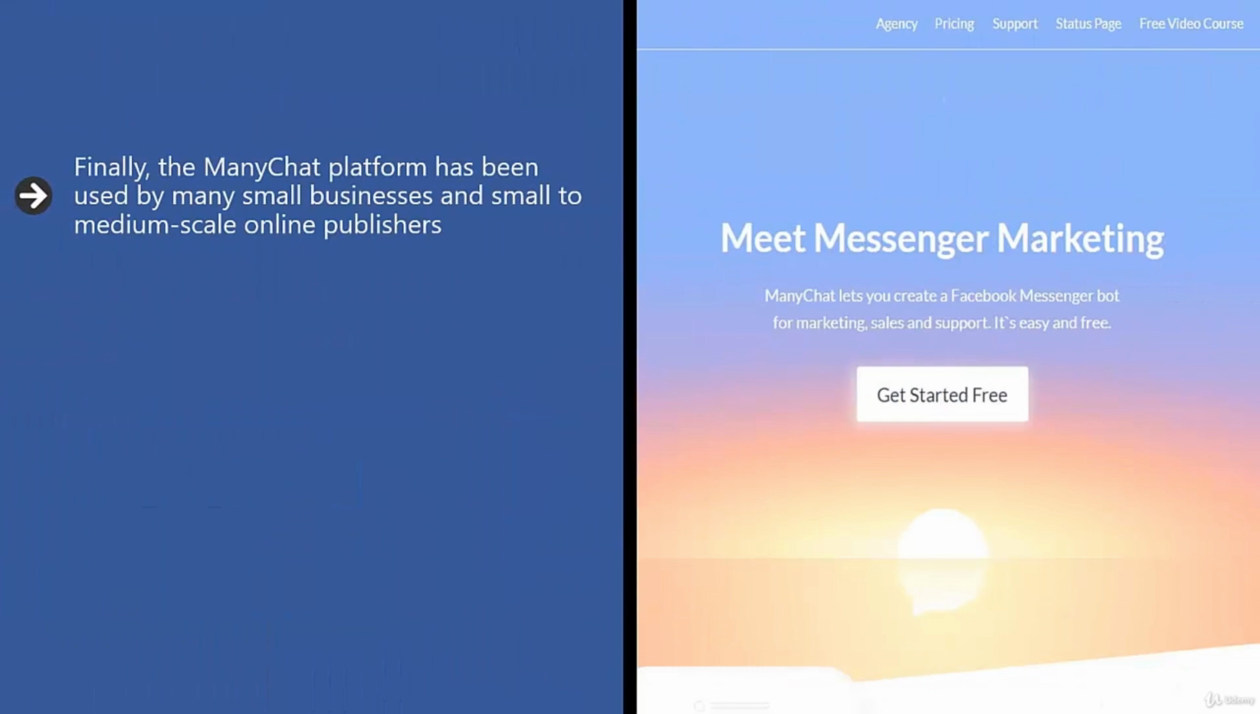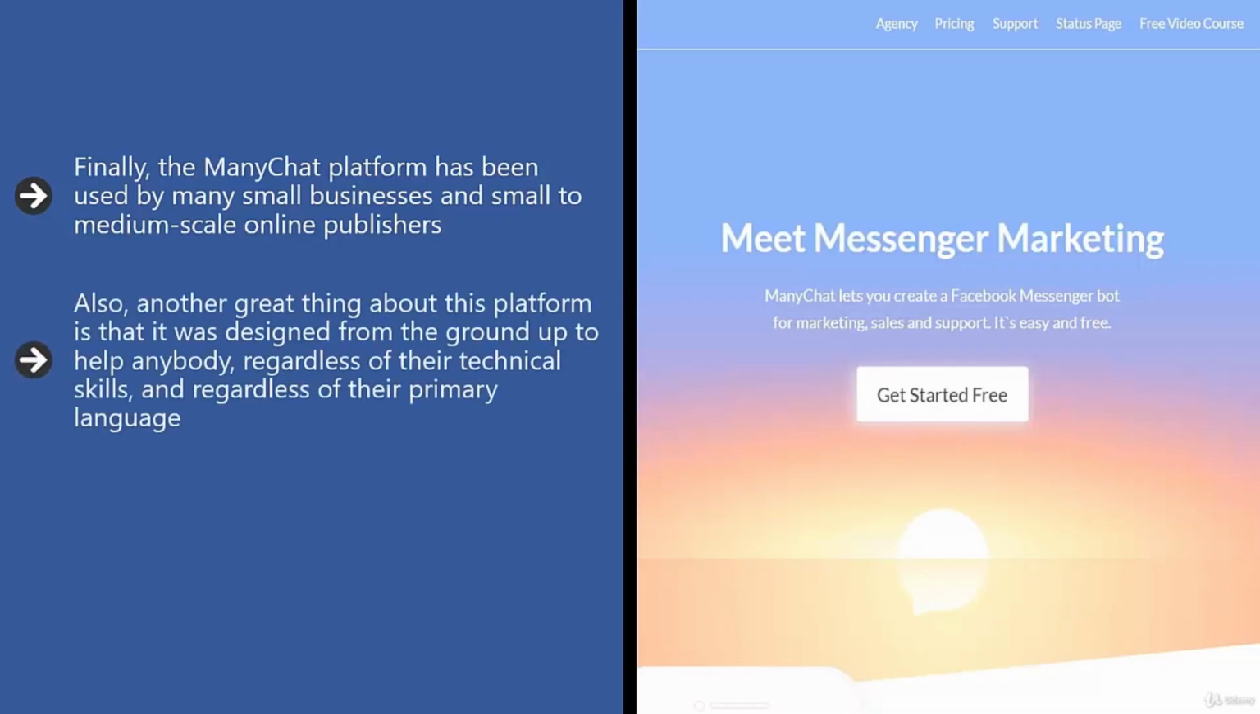Finally, the ManyChat platform has been used by many small businesses and small to medium scale online publishers. This means that their platform is tried and proven in terms of its ability to produce bots that deliver the results their client base needs. Also, another great thing about this platform is that it was designed from the ground up to help anybody, regardless of their technical skills and regardless of their primary language. Building Facebook Messenger chatbots using ManyChat is quick and easy. It even has templates you could use.